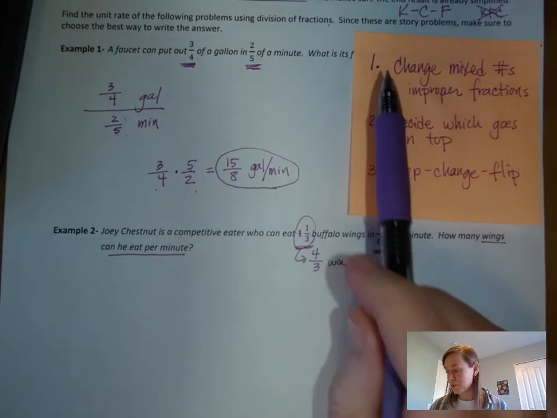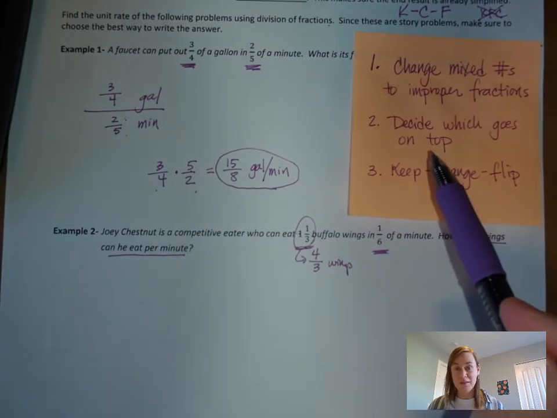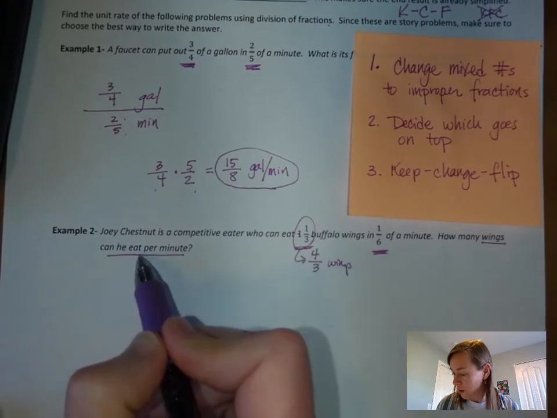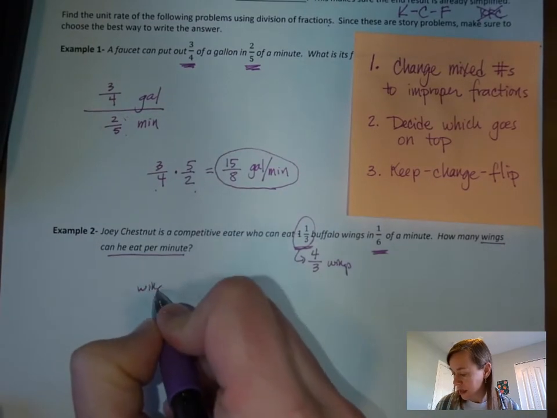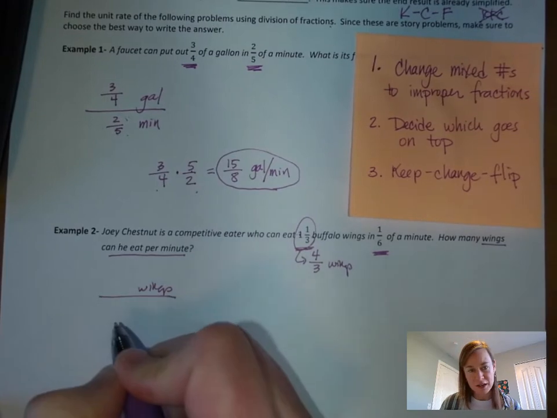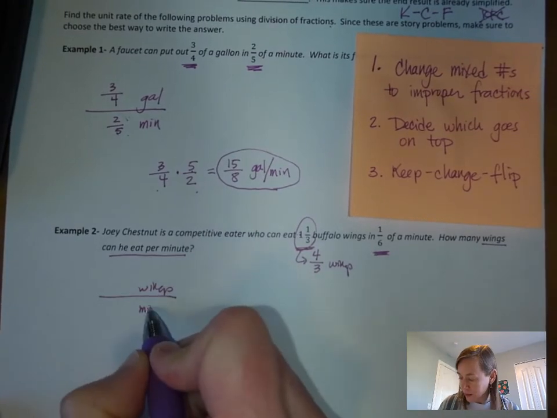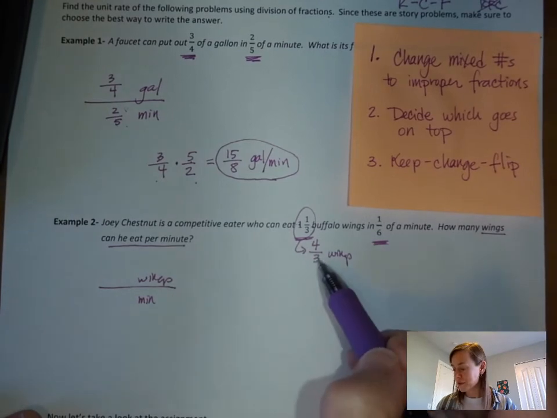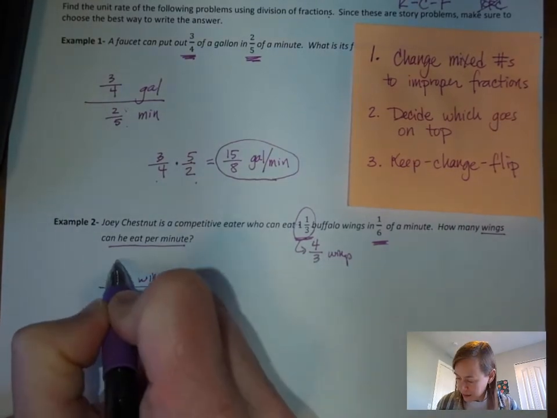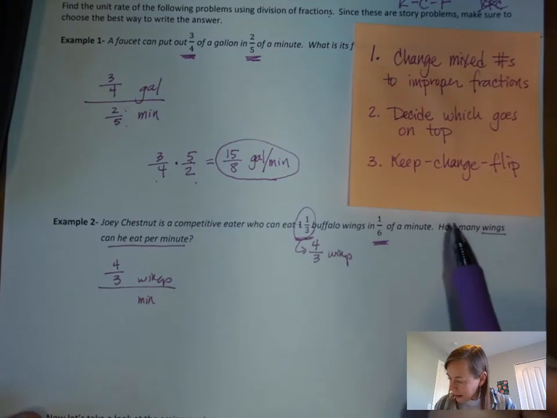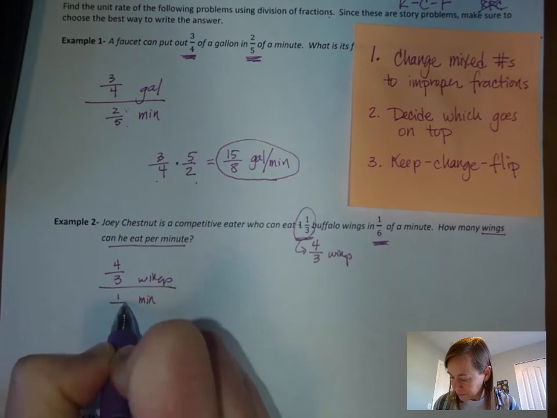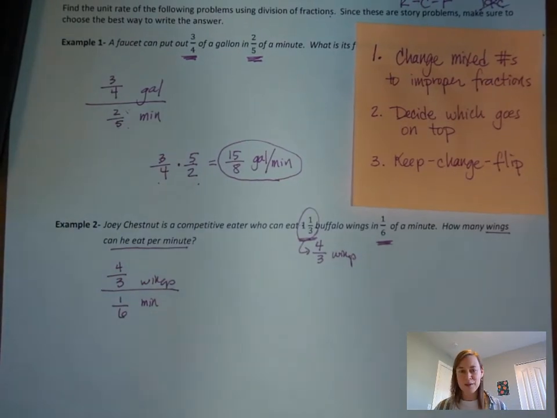Going on to step 2, decide which number goes on top. What does the problem ask for? It asks for wings per minute. So we're wanting wings on top, I'll leave room for my fraction here, and minutes on bottom. How many wings? Looks like it was 4/3 wings. Let's put that right here. And how many minutes? It was 1/6 of a minute, so we're going to put that right here. Okay, we've built our giant fraction with fractions in it.